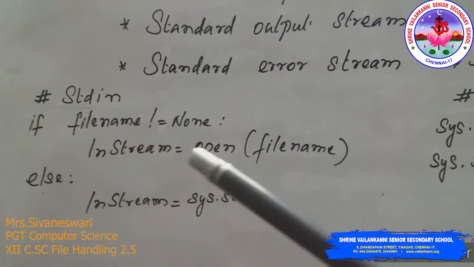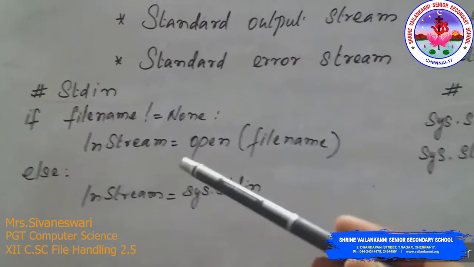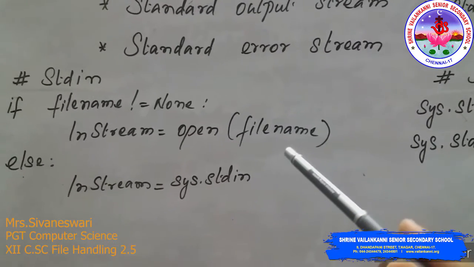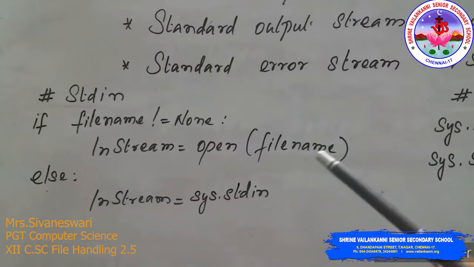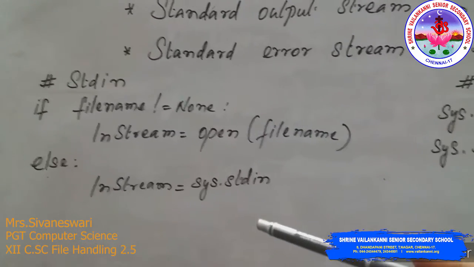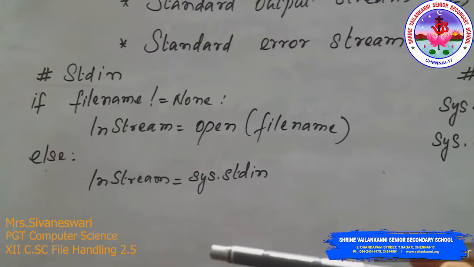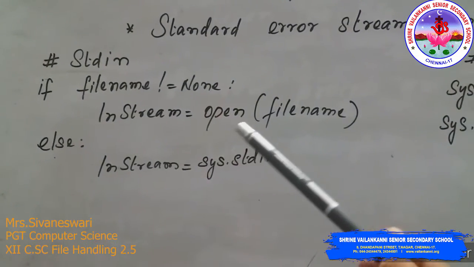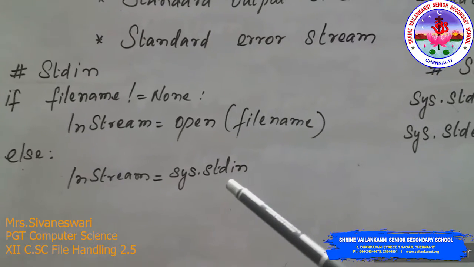So let's see an example for stdin. How to use stdin. Here, instead of opening the file by mentioning the file name directly inside the code, that is, instead of hard coding, we say that at the time of opening the file, the file name will be provided by the keyboard. Here stdin tells that the data is provided from the input device itself. So if file name not equal to null, in stream equal to open of file name, else in stream equal to sys.stdin.